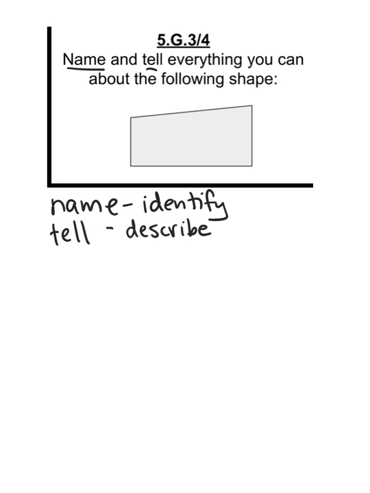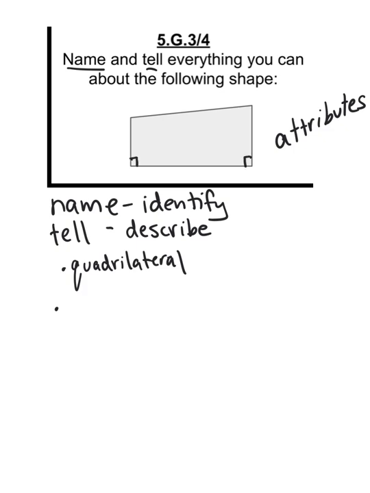Okay, sometimes in these problems the people that write them will say things like, describe the attributes of this shape. So the attributes are the things that we've been talking about, like the fact that this is a quadrilateral because it has 4 sides. I can see 1, 2 right angles.